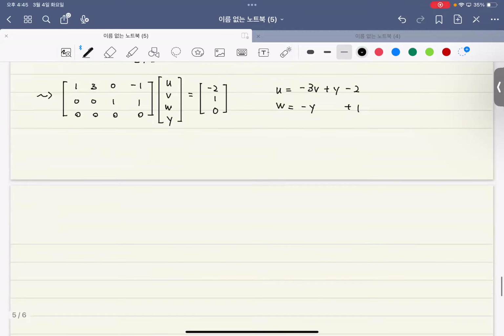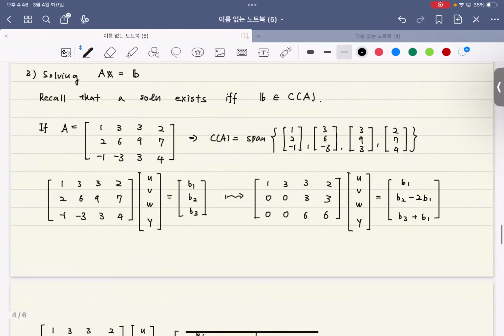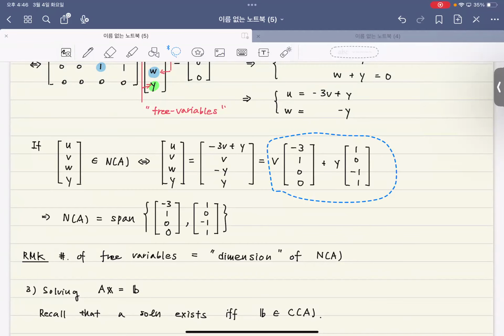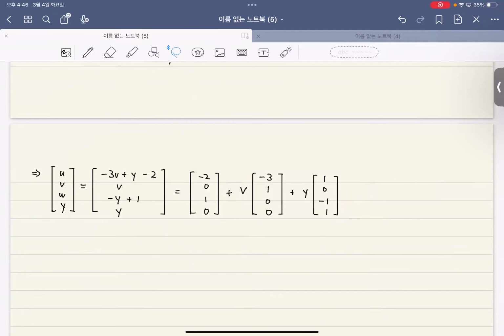Okay. So therefore, the solution U, V, W, Y is minus 3V plus Y minus 2, and V is just V, and W is minus Y plus 1, and Y is just Y, and this is minus 2, 0, 1, 0, plus this. Okay.